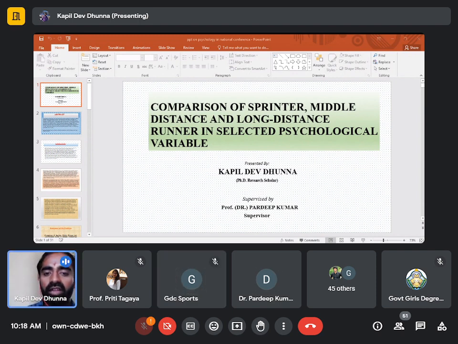Statement of the problem: comparison of sprinter, middle distance, and long distance runner in selected psychological variables.